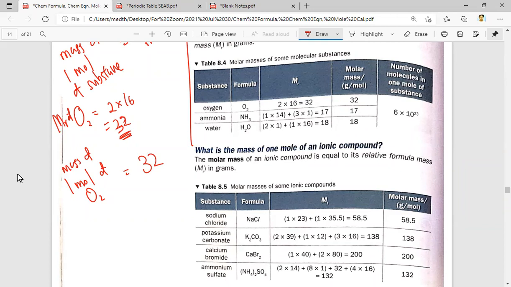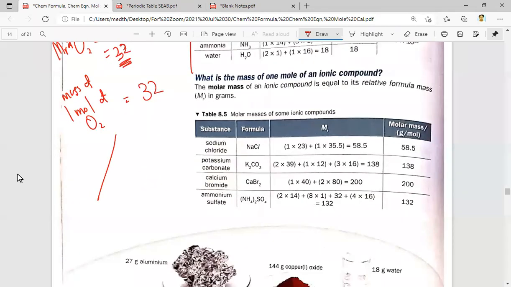Okay, based on this, I want you to remember this triangle: mass of the substance, mole of the substance, MR of the substance. This triangle is the one that you're going to use all the time for your chemical calculation. So we're going to be using this quite a fair bit.